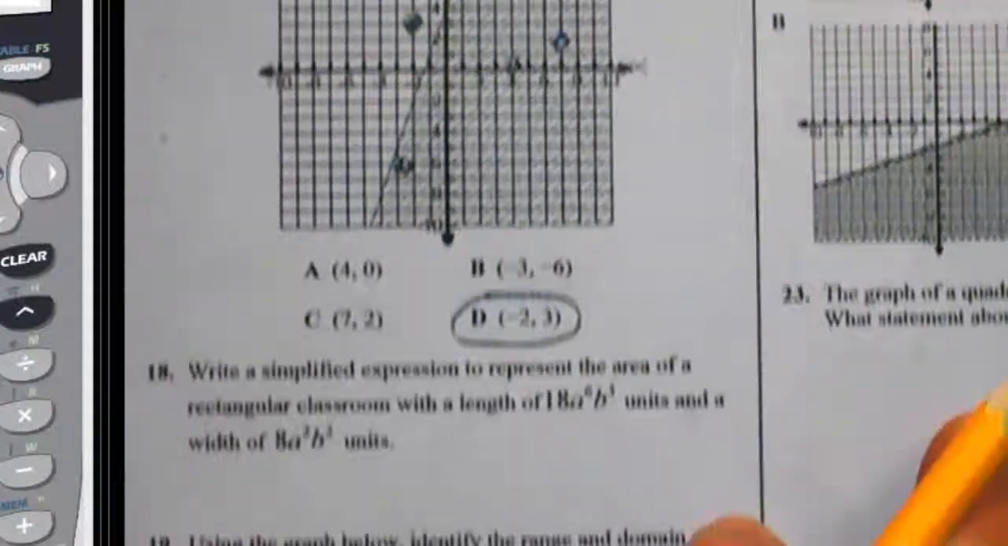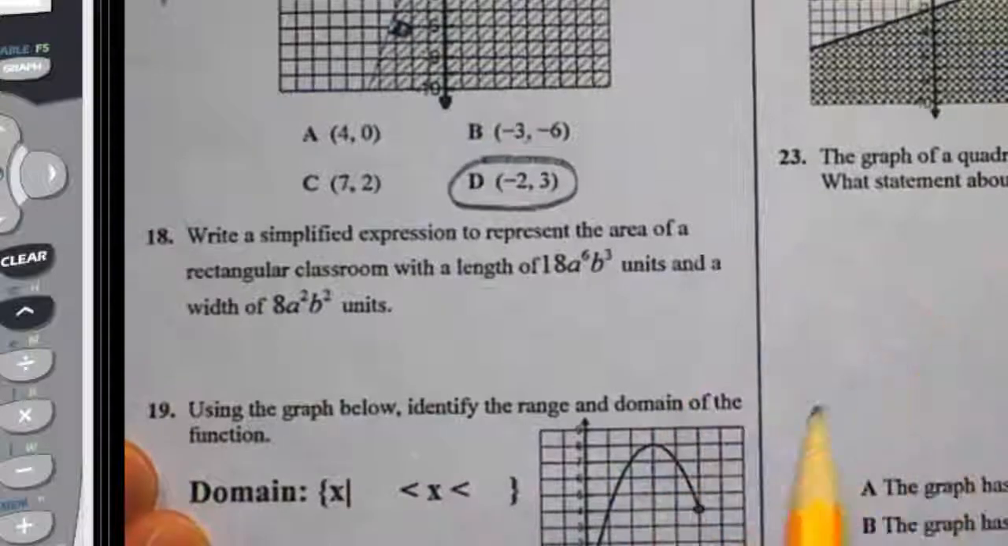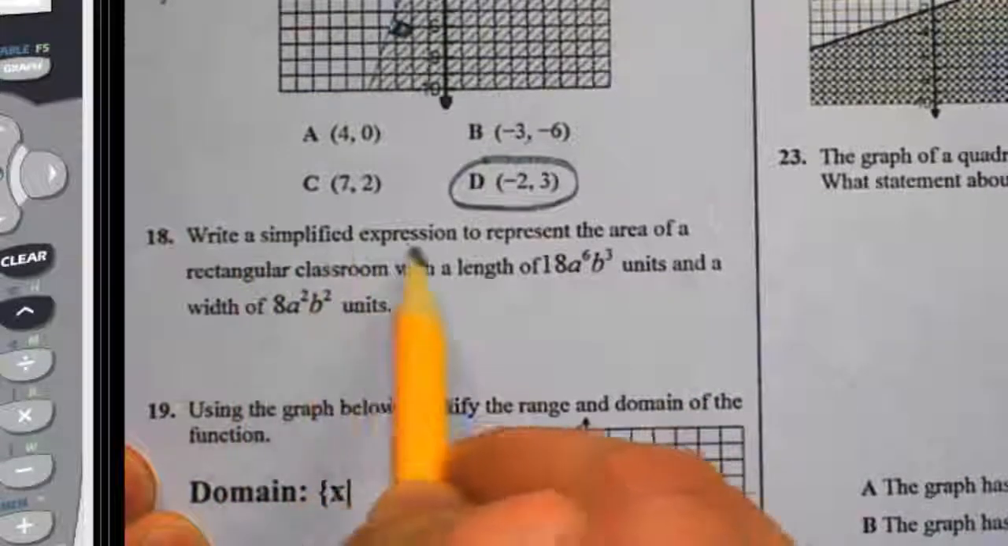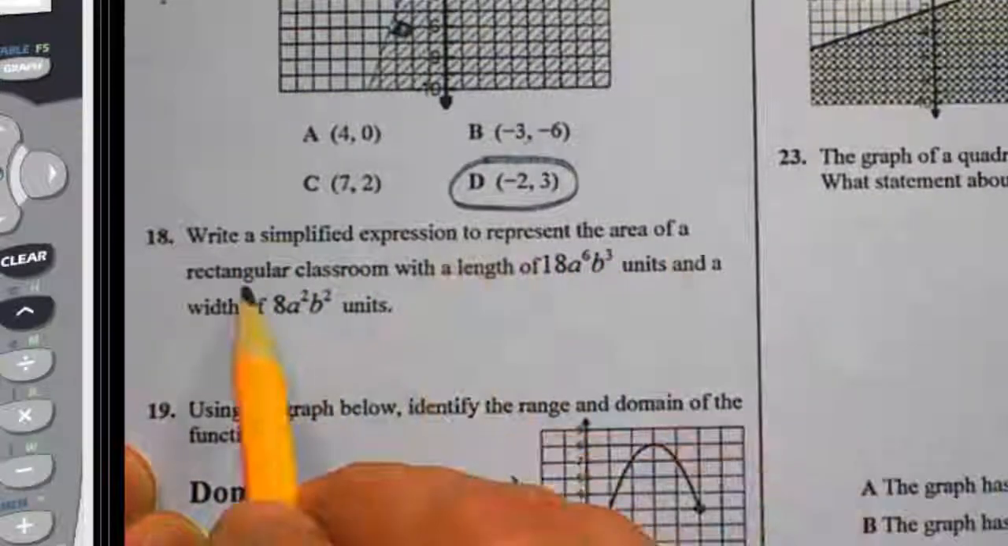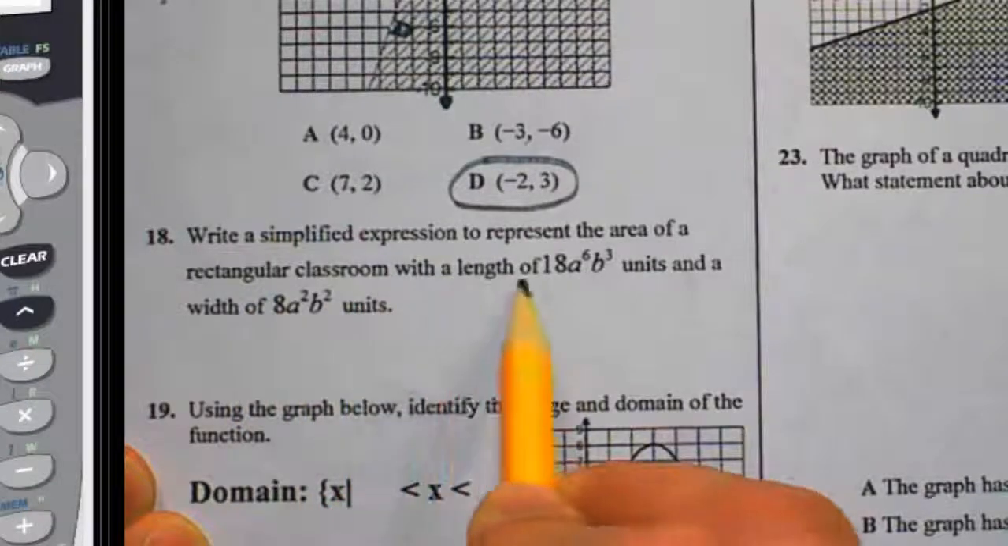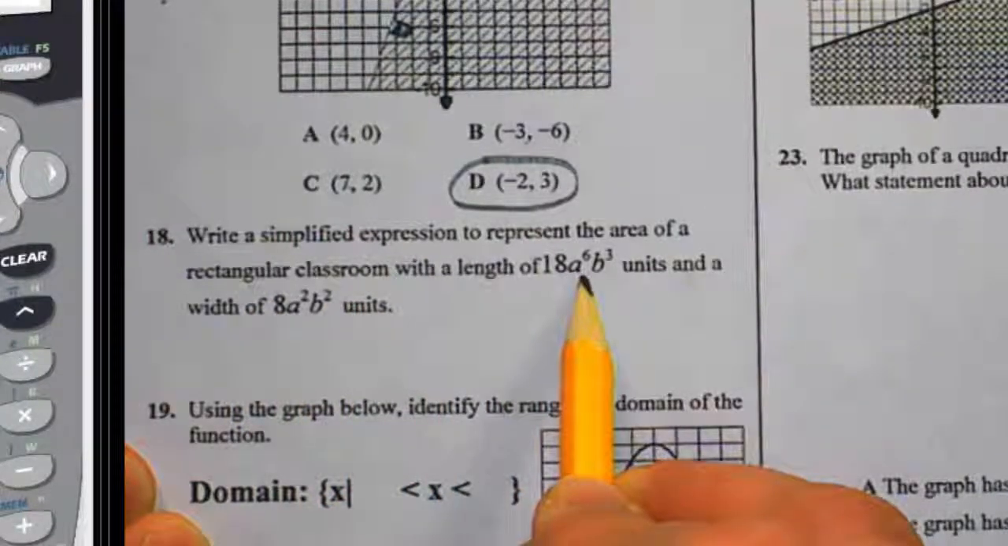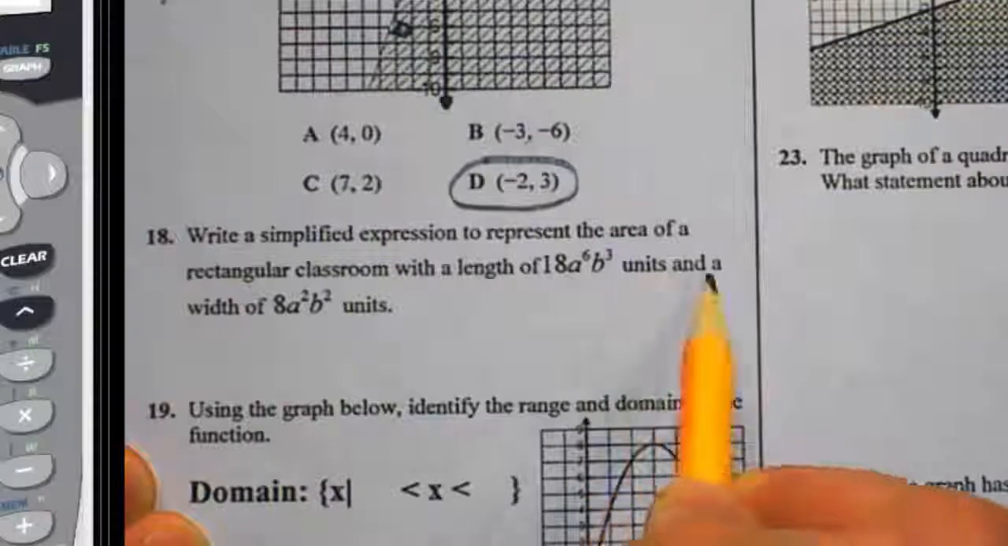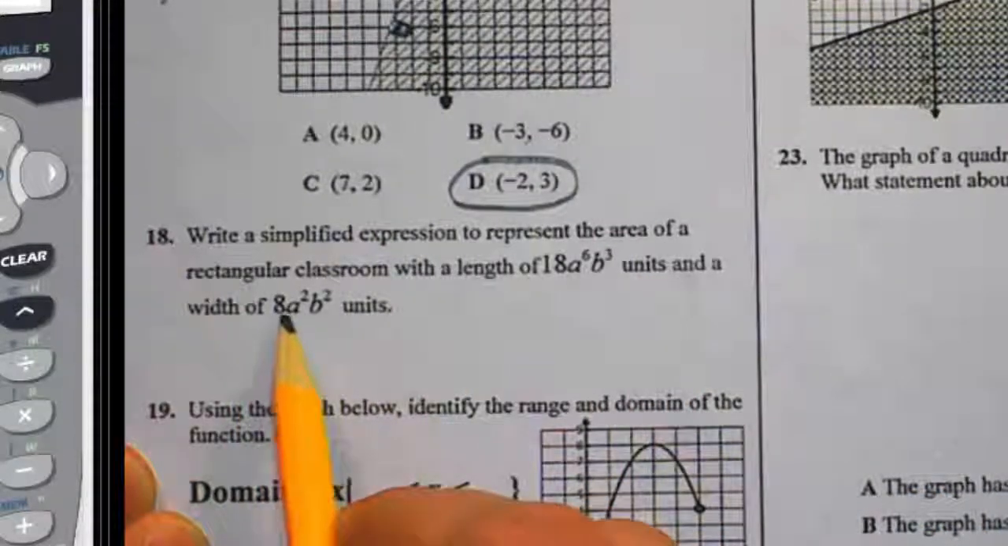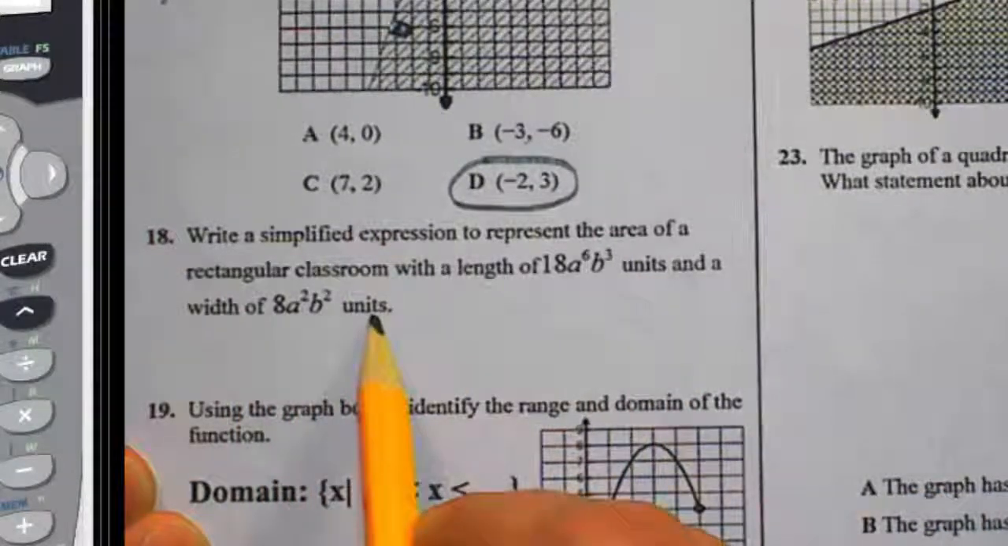Let's go ahead and go on to problem number 18. Write a simplified expression to represent the area of a rectangular classroom with a length of 18a^6b^3 units and a width of 8a^2b^2 units.